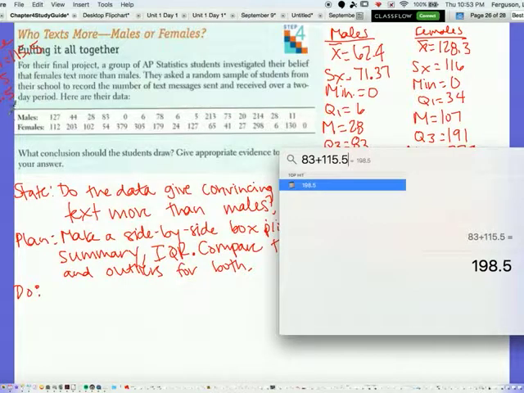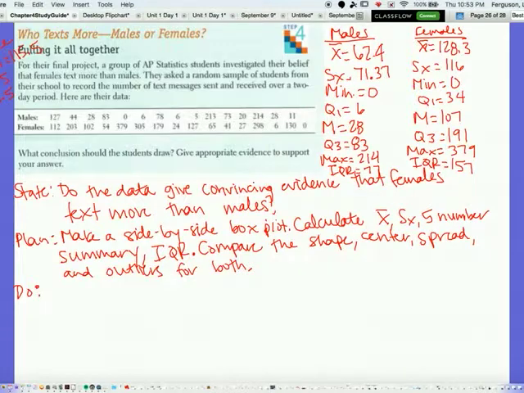Would give me 198.5. So anything that's over 198.5 would be an outlier. So if I'm looking through here, 213 would be an outlier, and 214 would also be an outlier.